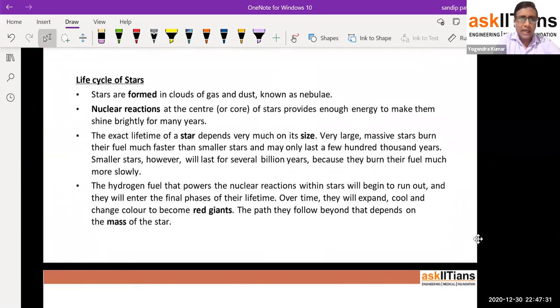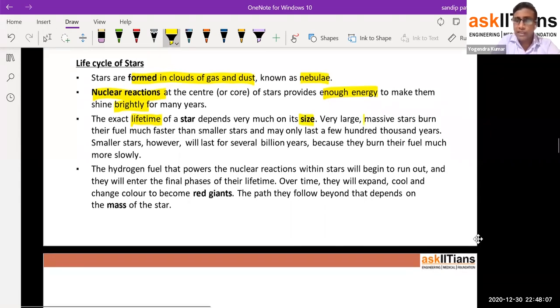Now we know the stars are formed from clouds of gas and dust, which is called a nebula. Okay. Then there is a nuclear reaction at the center of the stars, which is providing enough energy so that the stars will shine for a lot of time. It will provide the light there, right? But still, as we have already discussed, stars also have some lifetime. They also are born, they also die, right? So this lifetime depends on its size.